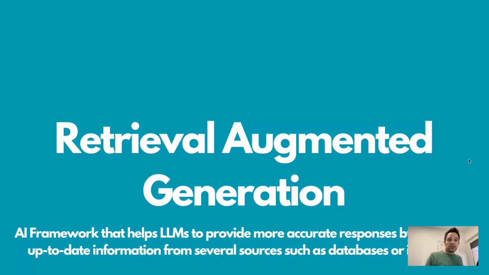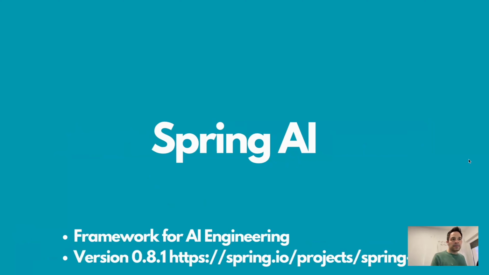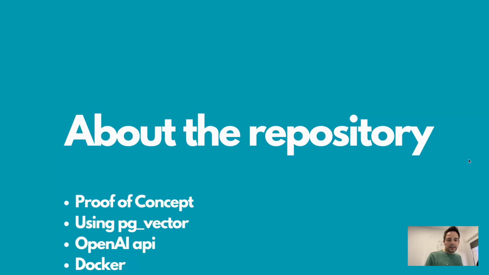What is retrieval augmented generation? It's an AI framework that helps LLMs provide more accurate responses by retrieving up-to-date information from several sources, such as databases or the internet. And what is Spring AI? It's a framework for AI engineering and is currently in version 0.8.1. About the repository, again, it's just a proof of concept done by Josh Long a couple of months ago, using PG Vector, a plugin for Postgres that lets it be used as a vector database. It uses the OpenAI API and also Docker.